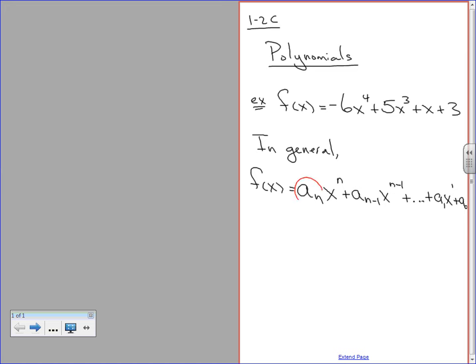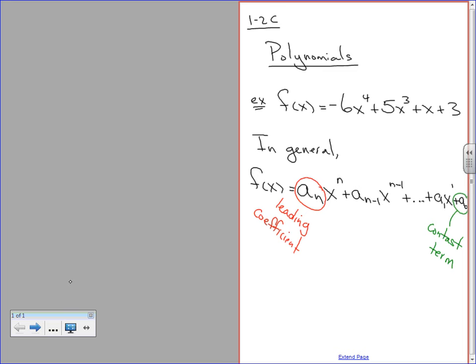So this term here is called the leading coefficient. And coefficient, recall, it's just a fancy word for saying the number in front of the variable. The last term, which is a subscript 0, that's just going to be a number, and that's called the constant term. So not all polynomials have a constant term, because not all of them will necessarily just have a number at the end of it. Okay?